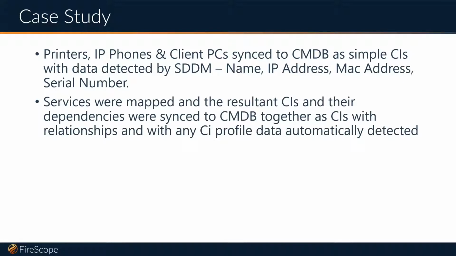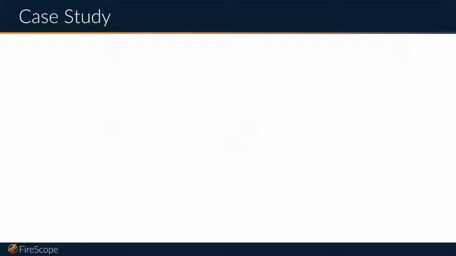For the servers and the network equipment, we actually mapped services. The resultant CIs and their dependencies were again synced to the CMDB as CIs with relationships, but we still included the CI profile data which had automatically been detected.